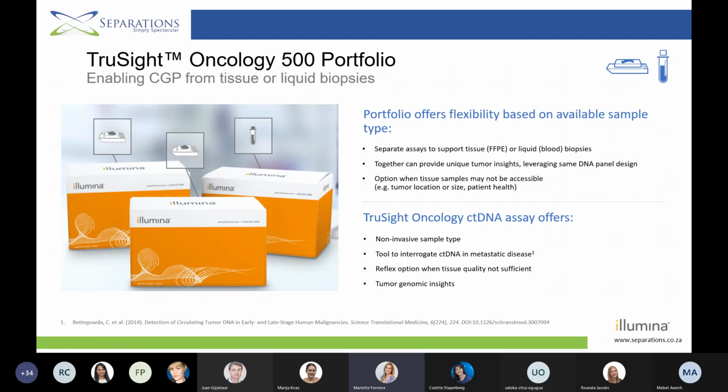Typically the circulating tumor DNA assay is a non-invasive sample type. It is a tool to interrogate your circulating tumor DNA in metastatic disease. It reflects an option when tissue quality is not sufficient and gives you tumor genomic insight. So typically in patients where the tumor location is not really accessible, or due to the size of the tumor, or even a patient's health, we would suggest doing the circulating tumor DNA assays rather than trying to get a biopsy of the actual tumor.